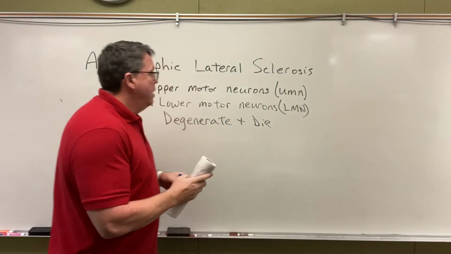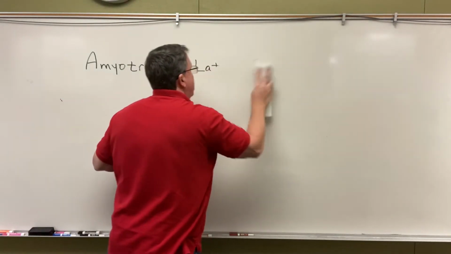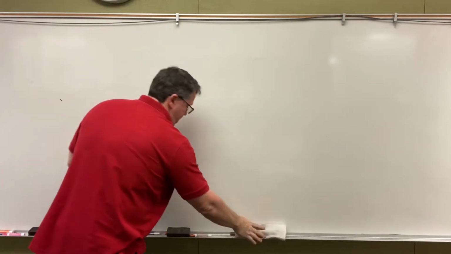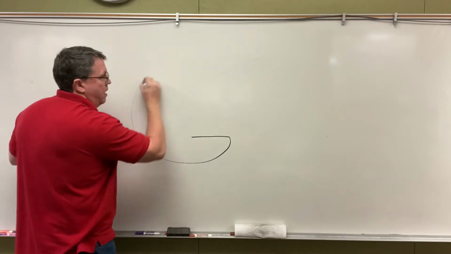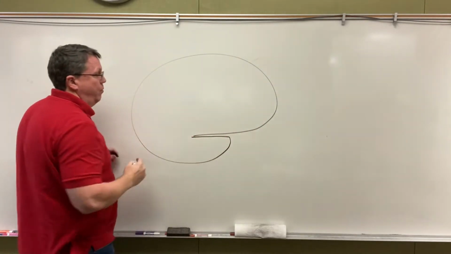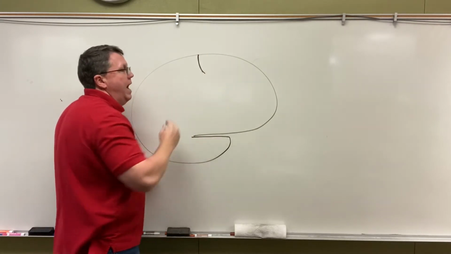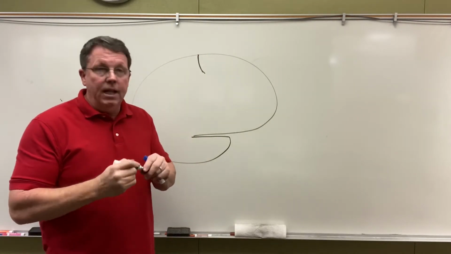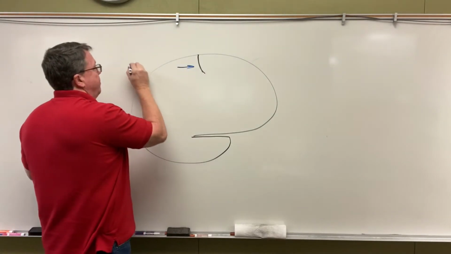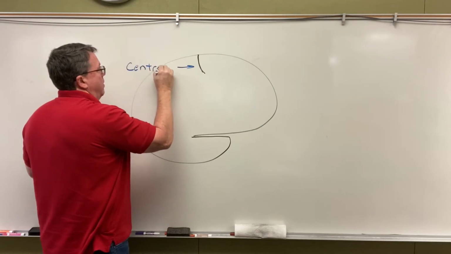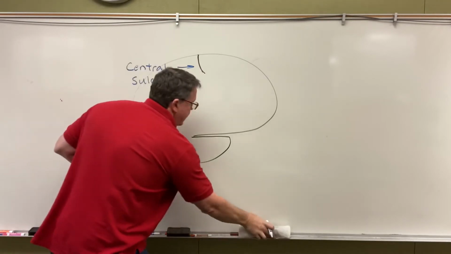So let's talk about upper motor neurons first. So if I were to draw a picture of a brain, and you're looking at the brain from the side, all right, so this is a picture of a brain from the side, and right up in here in the brain, you have an opening between the solid parts of the brain. And this is going to be called the central sulcus. Okay, so this is my central sulcus.